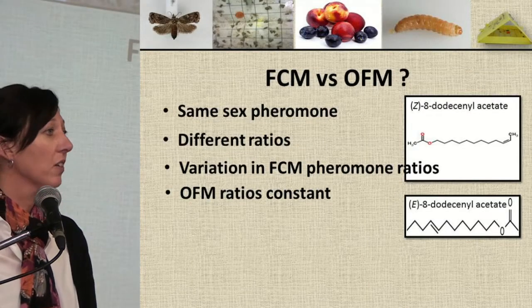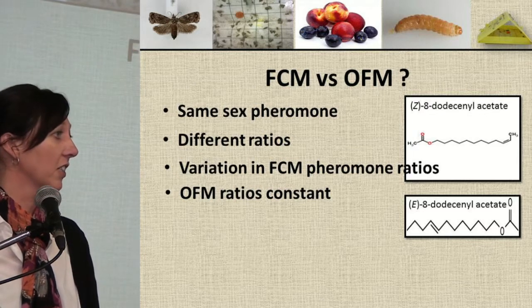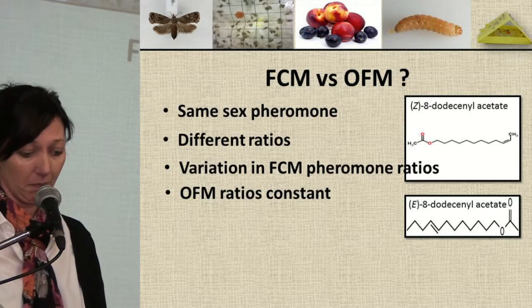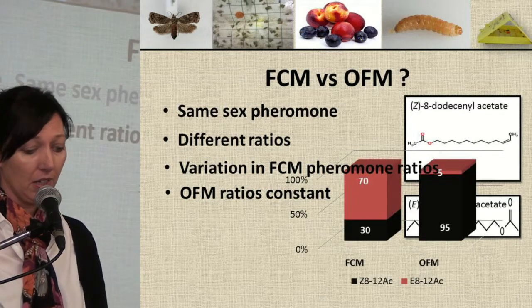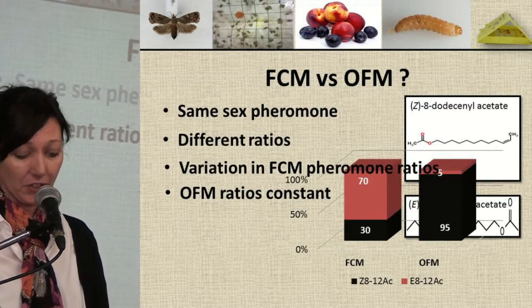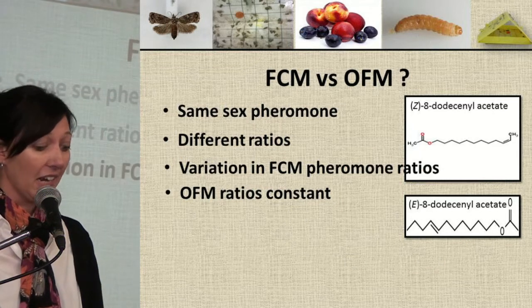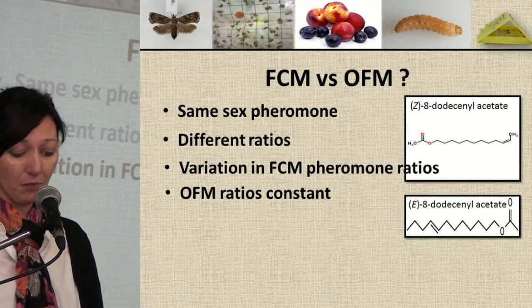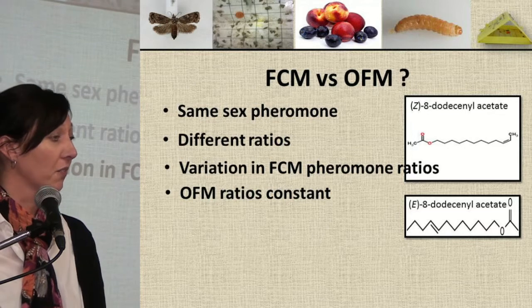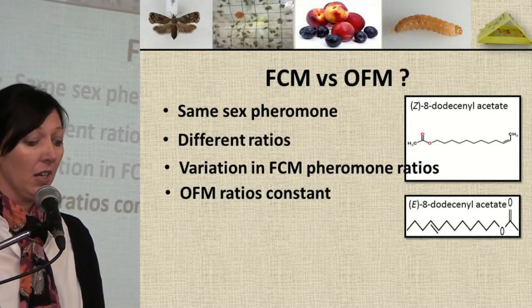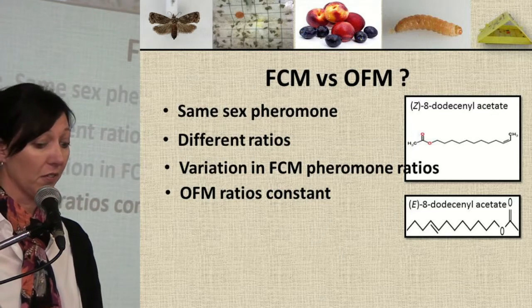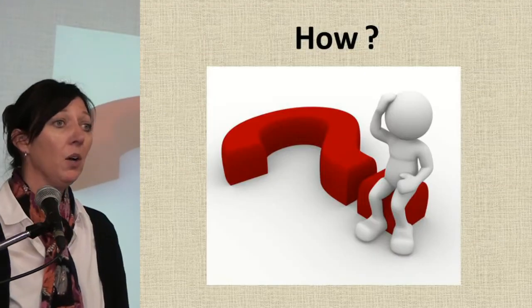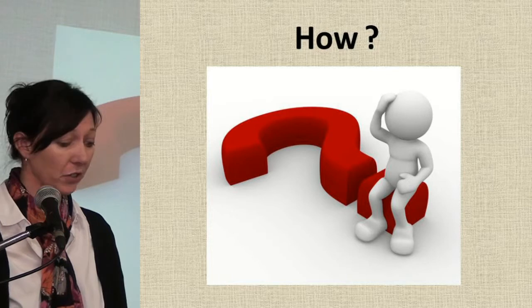So why would we consider using OFM mating disruption to control FCM? Well, they have the same sex pheromones, but only in different ratios. But then again, there is variation in FCM pheromone ratios between FCM populations, while OFM ratios are constant. That's why we can't do it vice versa. So how are we going to test this question?